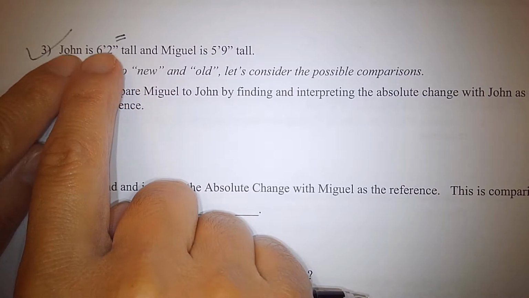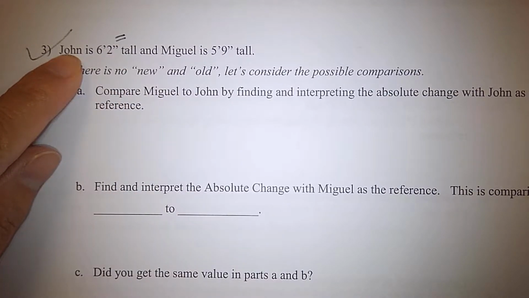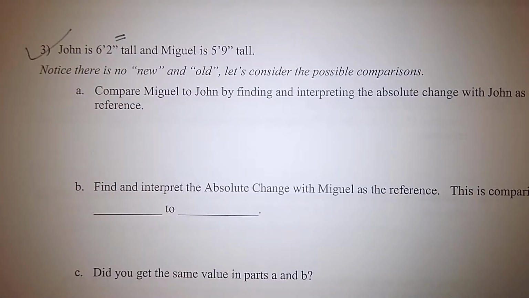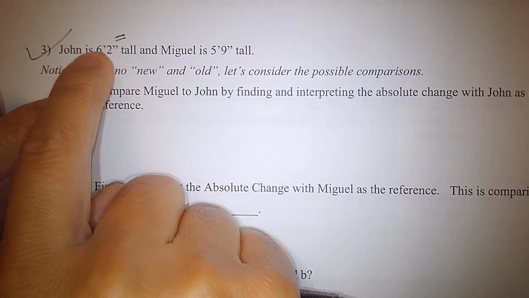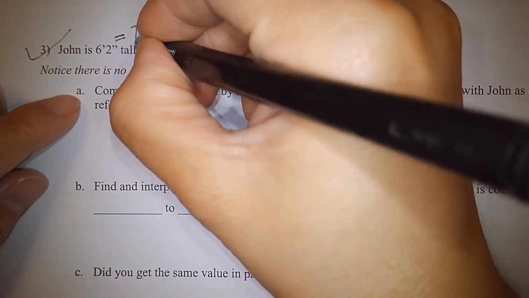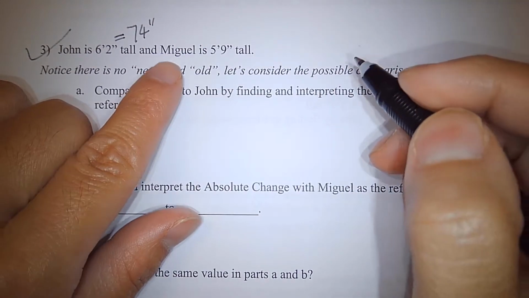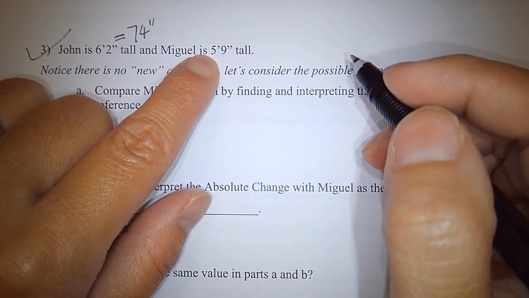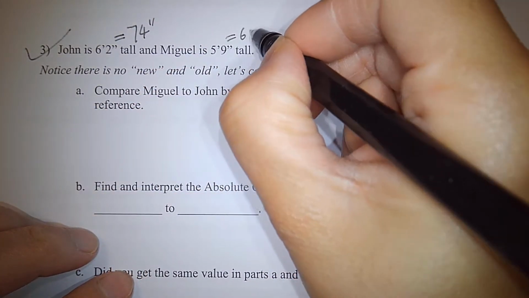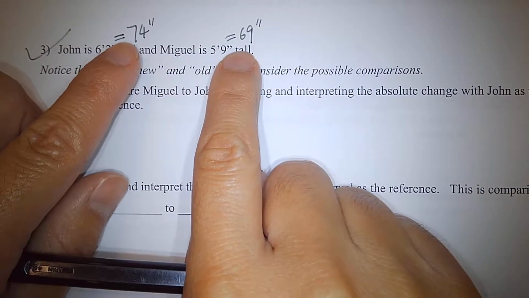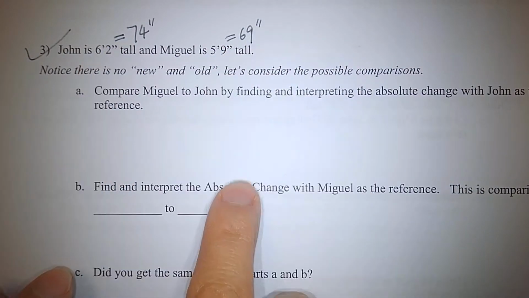74, because every 1 foot equals what? 12 inches, right? So 6 times 12 is 72 plus 2, 74 inches. Okay. How about Miguel? 69, okay. See? Now they have the same units, okay? Both are in inches, okay?